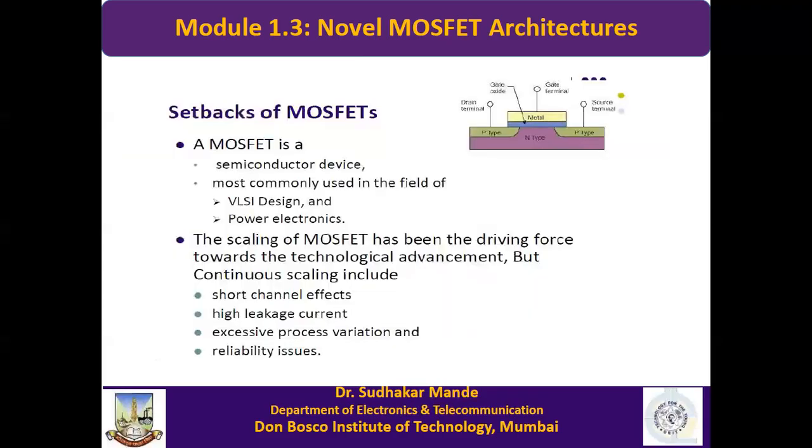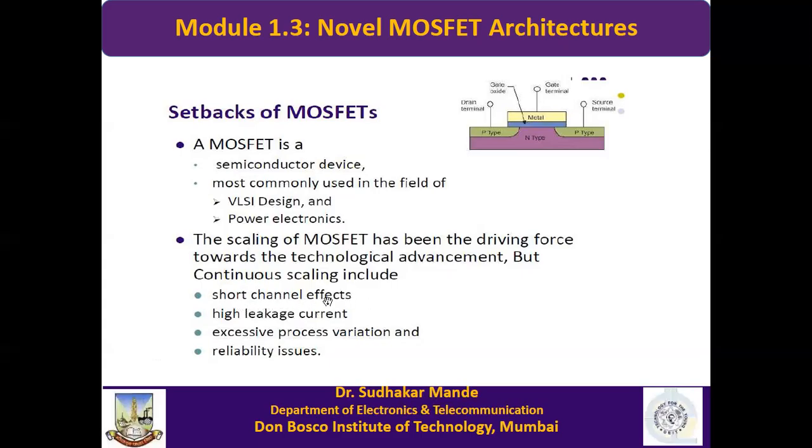So let us start. Why are we going for novel MOSFET architectures? That is the question. As you know, in the last lecture also you have seen this MOSFET structure. As we scale the MOSFET, this is source and this is drain. They are very close to each other, and therefore the gate loses control. And then there is a leakage current. That is one reason. We call these short channel effects.